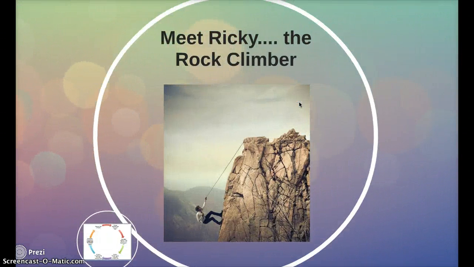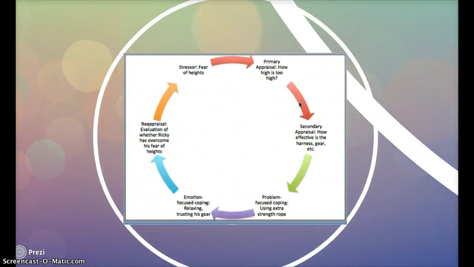To put all this into play, I made up a little diagram with a guy named Ricky the rock climber, who is deathly afraid of heights. In order to overcome this fear of heights and the stress that he feels about it, he decides to take up rock climbing. So the stressor is the fear of heights. Then he moves to the primary appraisal, where he determines, is he okay, is it too high? After that, the secondary appraisal: how much control does he have, how effective is his harness, his gear, etc.